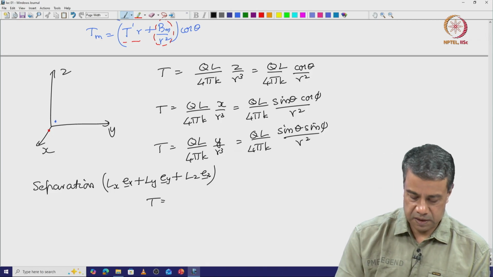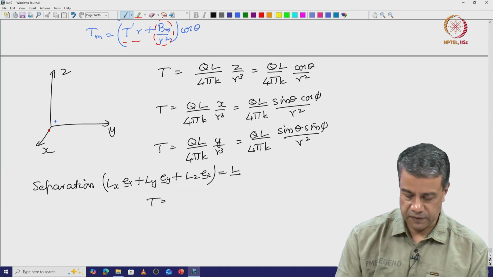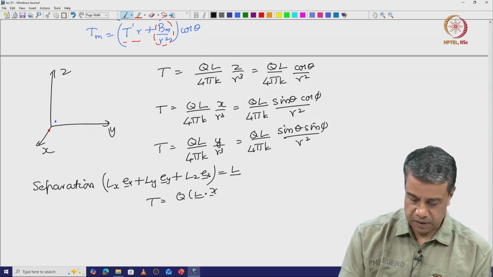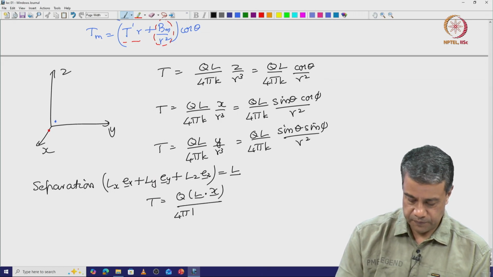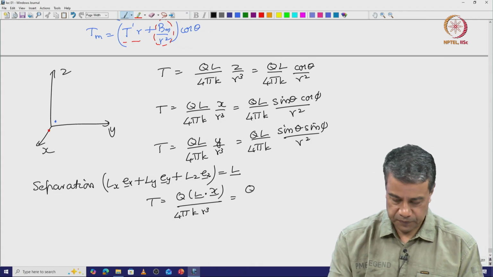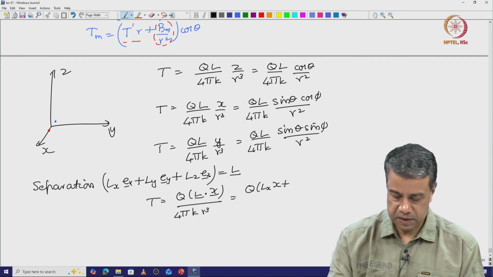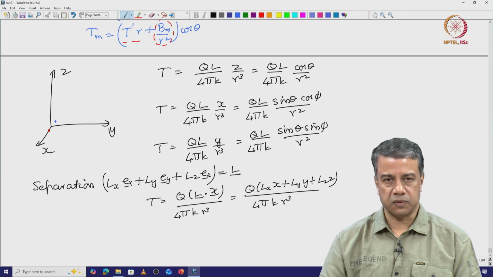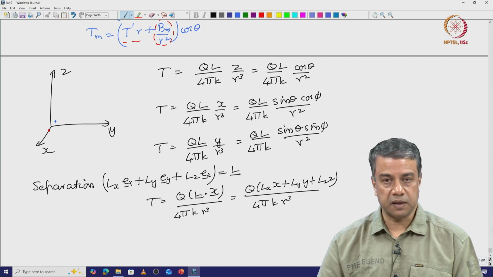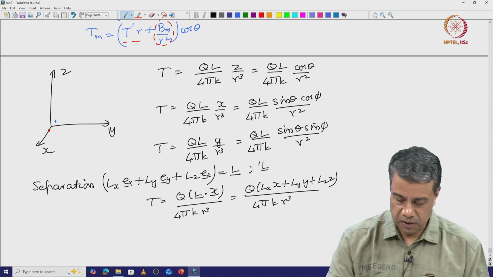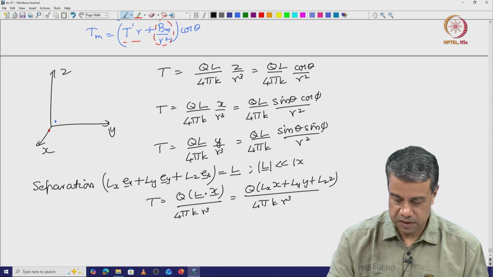And basically what you will get is, let us say this is equal to L vector, q into L vector dotted with x vector, is equal to q into Lx x plus Ly y plus Lz z by 4 pi k r cube. So, that is what you would get if the source and sink of equal magnitude was separated by some other vector L, provided the mod of L is much smaller than the mod of x.